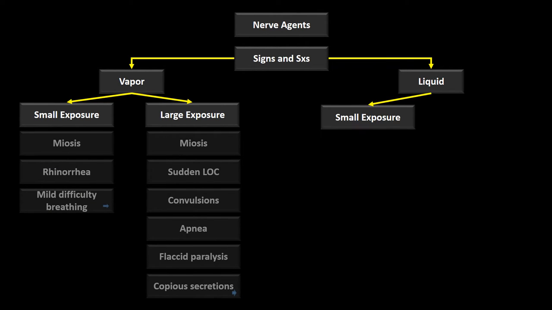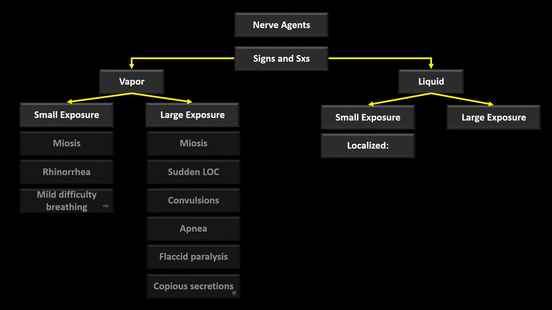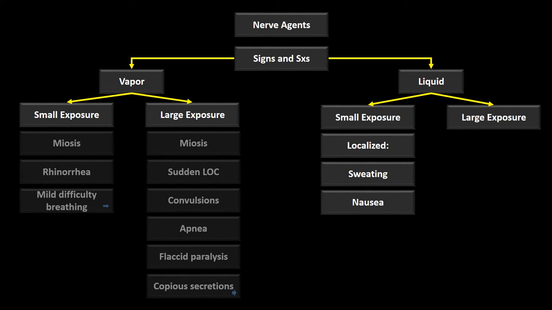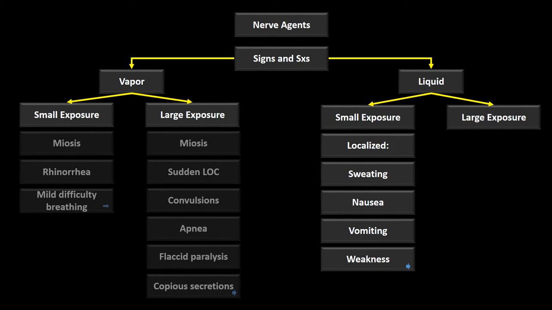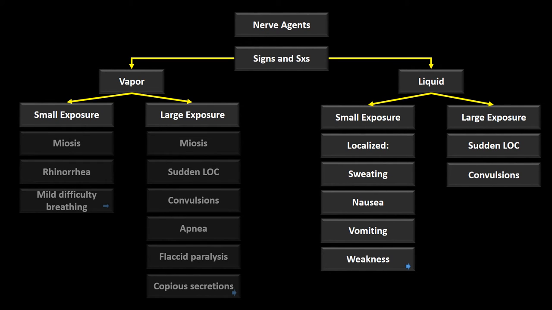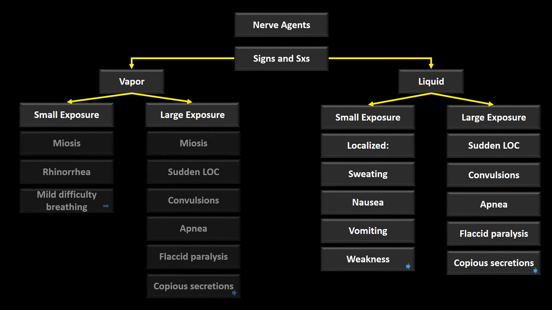All right, and then with our liquid, we're going to talk about small exposure versus large exposure. Well, we're going to have localized conditions with our small exposure. So you have localized sweating where the agent came in contact with your skin. We're going to see some nausea, we're going to see some vomiting, and we're going to see some weakness. And then our large exposure of a liquid is going to be the same as our large exposure of a vapor. So we're going to have sudden loss of consciousness, convulsions, apnea, flaccid paralysis, and those copious secretions.